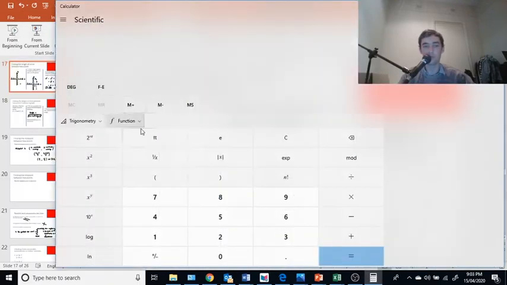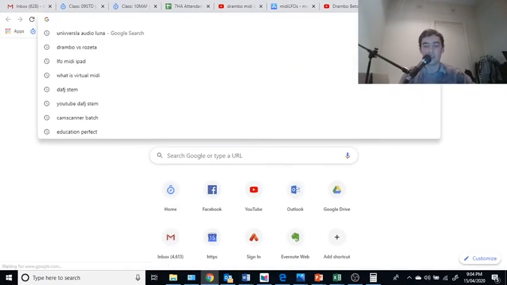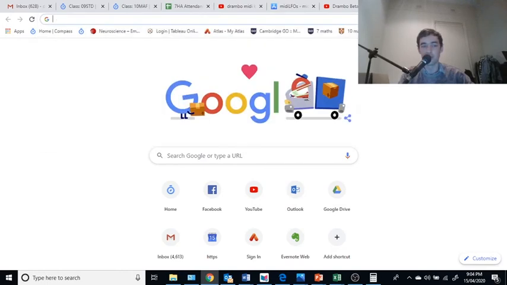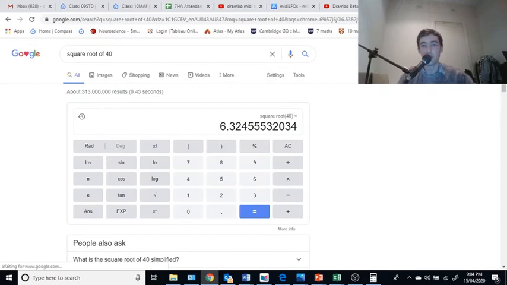So let's see if this actually lets us do it. It doesn't look like it lets us do a square root. All right, so you'll have to use a scientific calculator. I'm just going to type in to Google and hopefully it'll do it for me. All right, there we go. So 6.32.